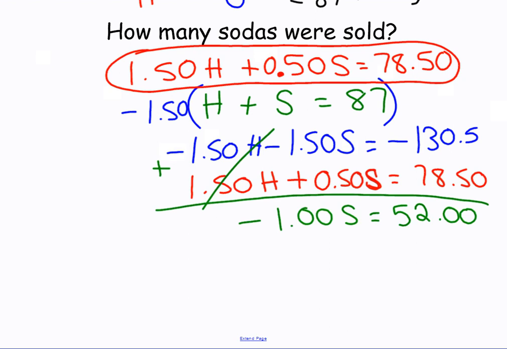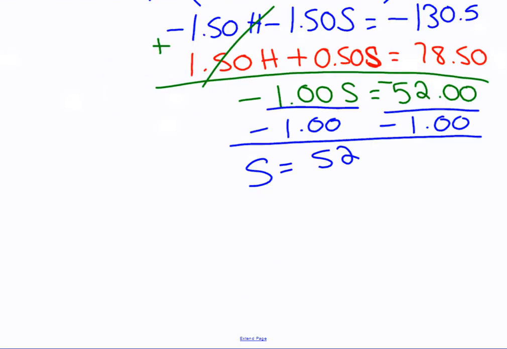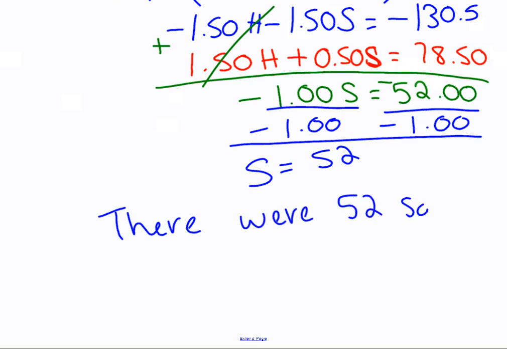You can see we get negative 1.00 sodas equals, oh, sorry about that, actually -52. Got my sign wrong. You divide both sides by negative 1.00, which you should see gives you S equals 52. And to write our final answer as a sentence, there were 52 sodas sold. And there you have it. We modeled the situation and we used it to solve.